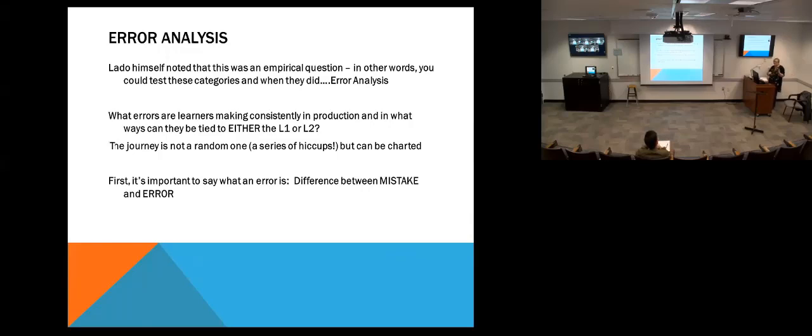And the idea is that this journey, and this is what we talked about in week 1, this journey is not a random one, right? It's not just a series of hiccups, as they said in your book, between L1 and L2. You're sort of randomly floating around, and then someday you have some kind of variant of L2 that sounds pretty good. But that in fact, this can be charted systematically, right?